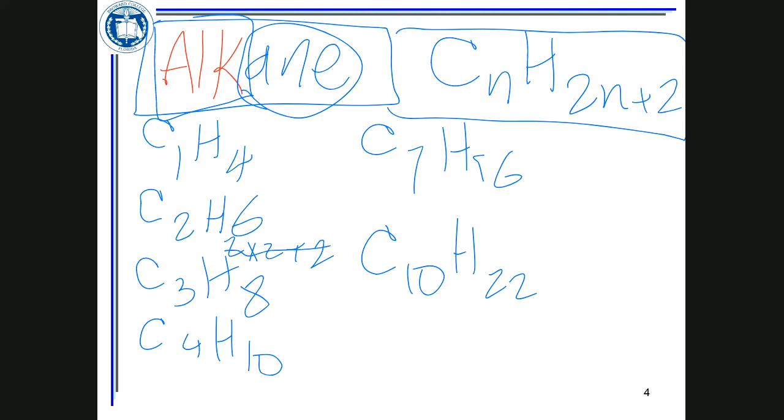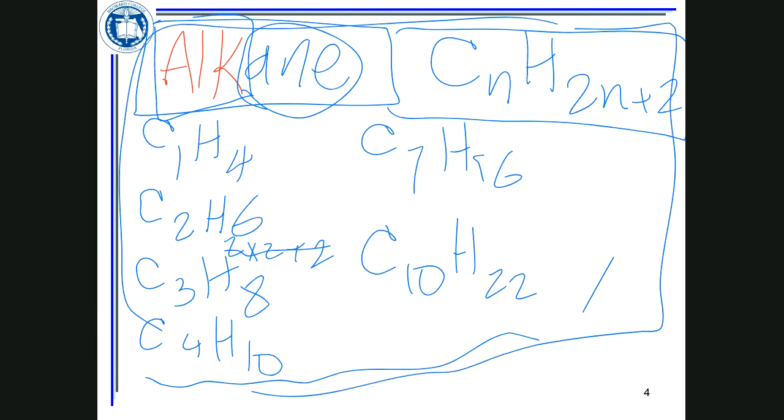There are only single bonds for alkane, so there is no double bond, no triple bond, no C=O double bond, no other heteroatoms, because we're talking about hydrocarbons. It's only carbon and hydrogen, all single bonds. Okay, now you know we are talking about alkane, the first family of organic molecules.